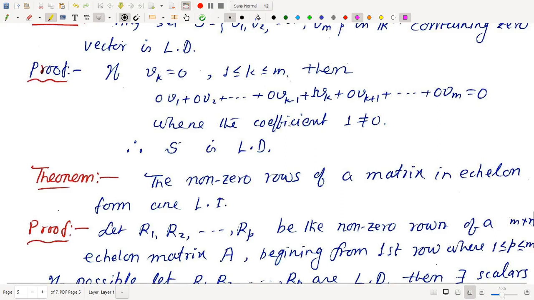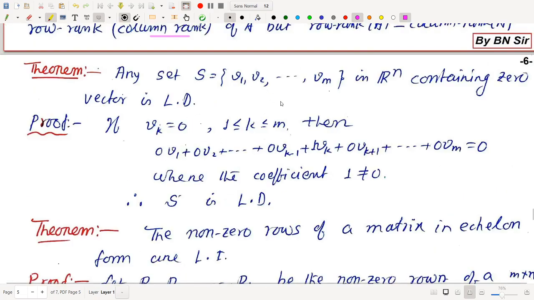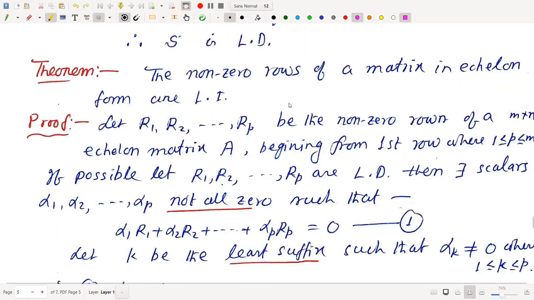Here one coefficient, this 1, is not equal to 0. Therefore, at least one coefficient is non-zero and the linear combination is 0, but at least one coefficient non-zero means what? These vectors are linearly dependent. So this set S is linearly dependent. So every set containing the 0 vector is linearly dependent.